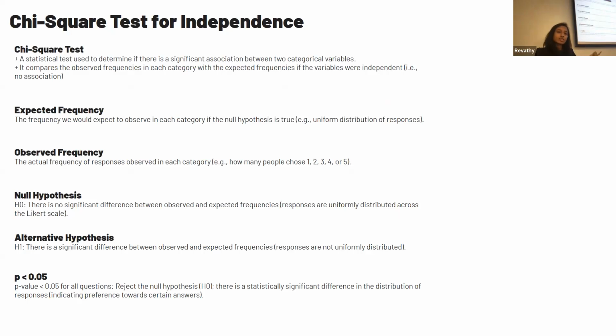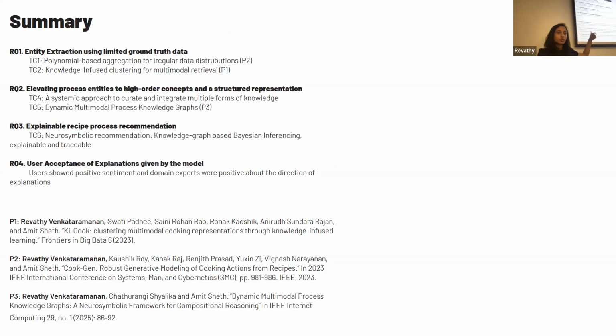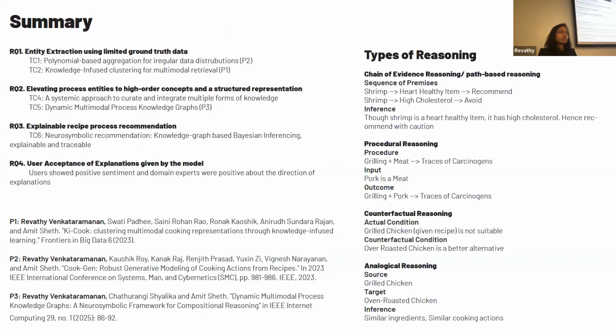So I also did the chi-square test to see how statistically significant the results are. Since we had 46 participants for each and every question for each recipe, we got a p-value less than 0.05, meaning they are statistically significant. And to summarize, for the 4 research questions, these are the corresponding technical contributions and the corresponding papers which are published. There are different types of reasoning involved in this particular recommendation: chain of evidence-based reasoning and procedural reasoning. We do have methods to do counterfactual reasoning and analogical reasoning as well. But again, since I do not have evaluations for that, I am mentioning that with caution here.